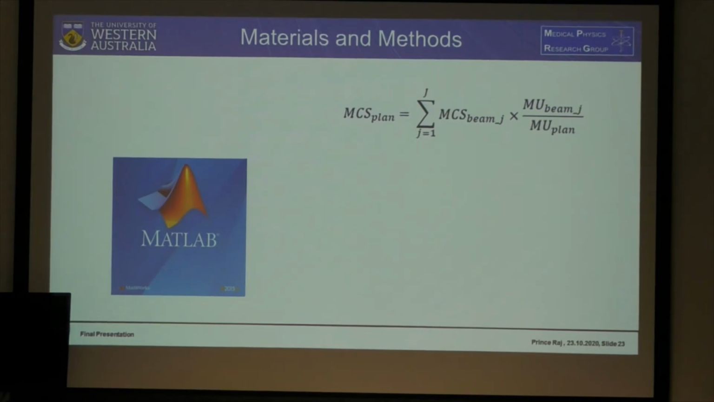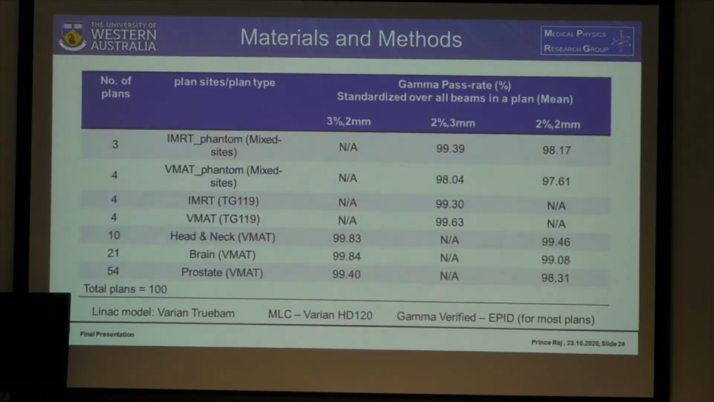So we used MATLAB for the script, and the formulae were extracted from the literature. Also, the plans we used for the dosimetric verification are from Sir Charles Gairdner Hospital. There were totally 100 plans. However, we had extra plans, some of which weren't used because of some overlap with the plans already taken.